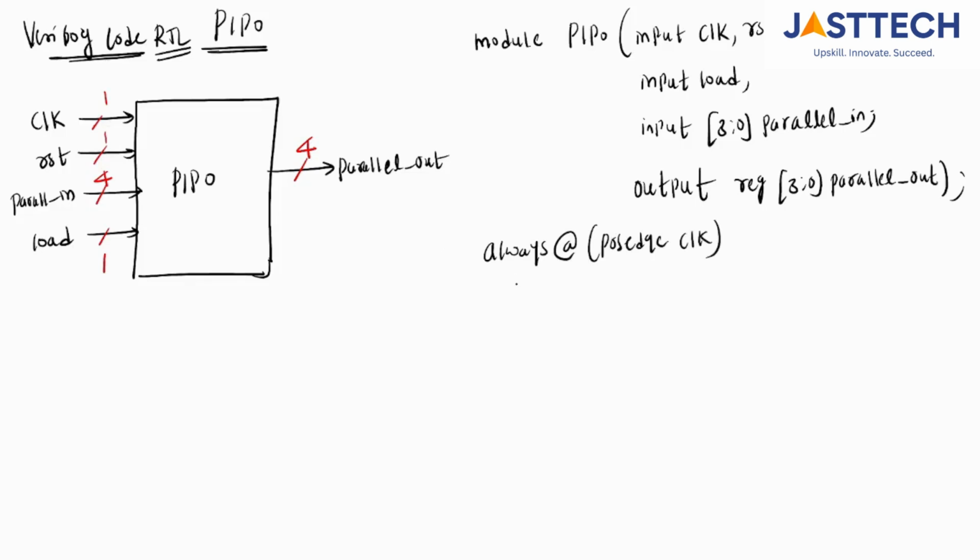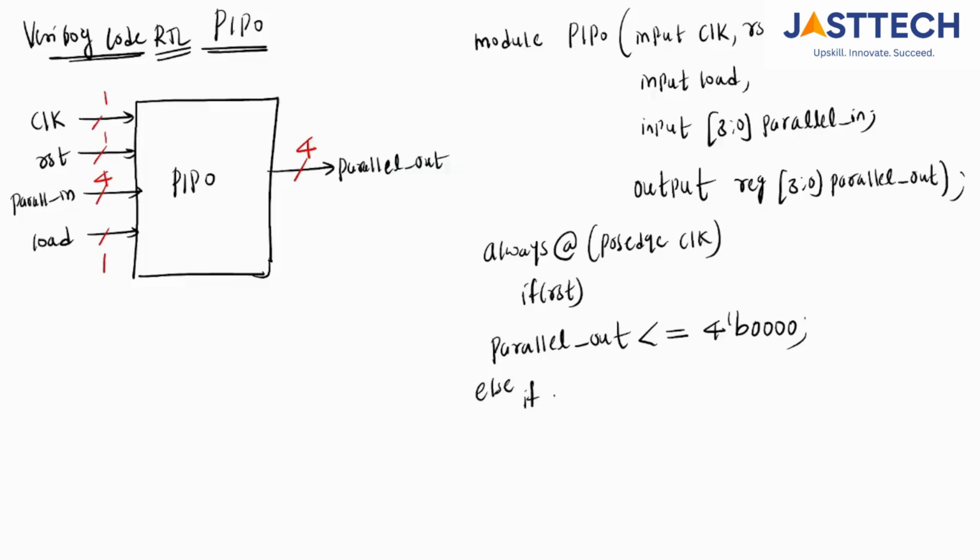Okay, if reset equal to 1, then parallel_out, first you need to apply the reset. Non-blocking with what? 4'b0000. Okay, non-blocking with 4'b0000.